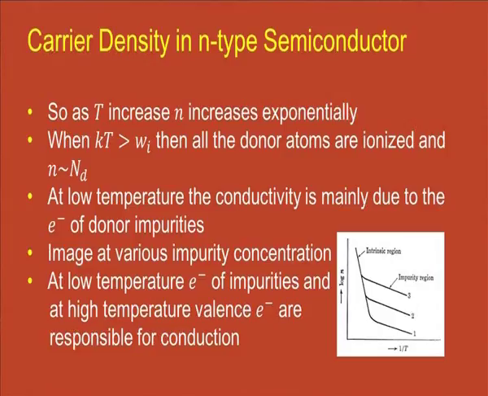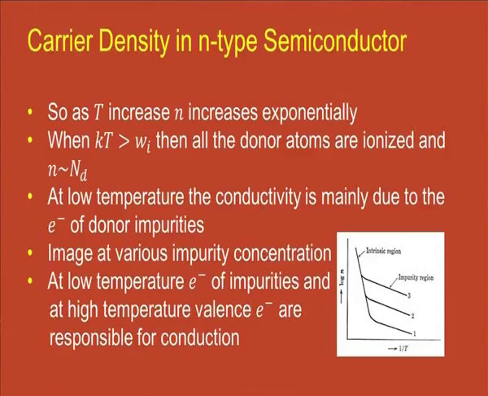Now, if we keep on increasing the temperature, then when kT is greater than omega I, all the donor atoms are ionized, and now we can say that small n is equivalent to Nd, that is, the number of charge carriers is equal to the number of donor atoms. So, at low temperature the conductivity is mainly due to the electrons of donor impurities, and as the temperature increases, the conductivity is mainly due to the electrons which are in the valence band of the semiconductor.